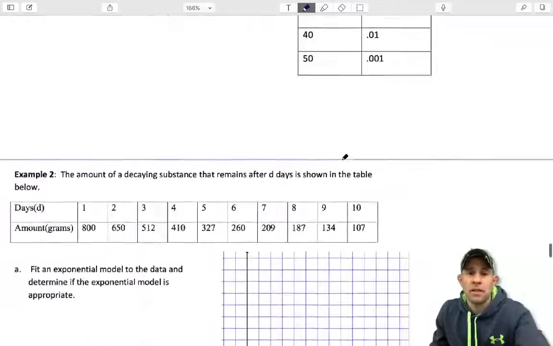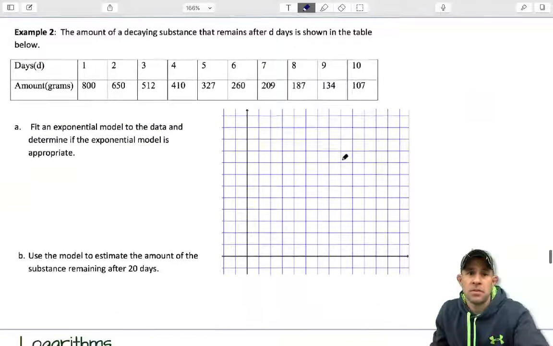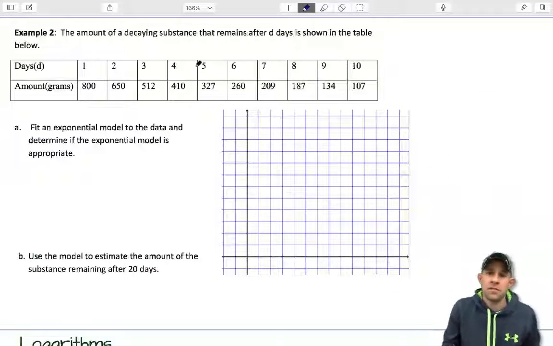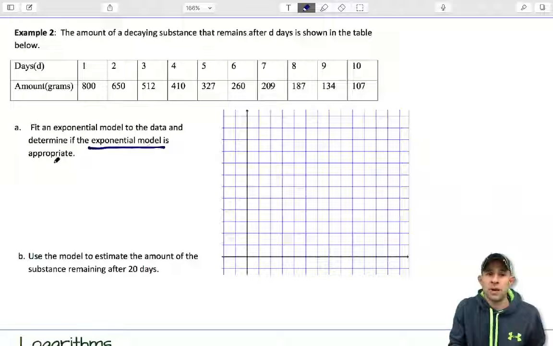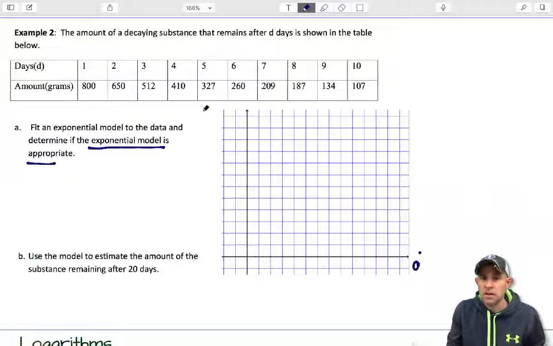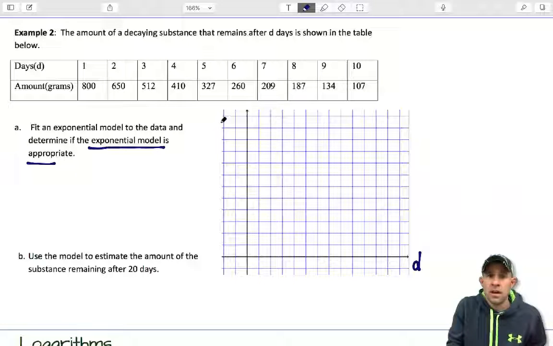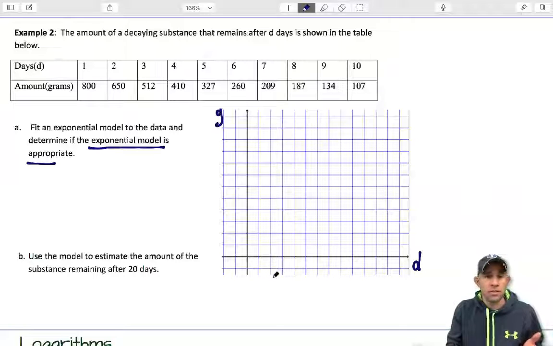Okay, let's take a look at another example here. Example 2 says the amount of decaying substance that remains after d days is shown in the table below. Fit an exponential model to the data. Determine if the exponential model is appropriate. So let's take a second here, and our days are our x-axis, our amount in grams here is going to be our y-axis, and let's take a second to plot this data.